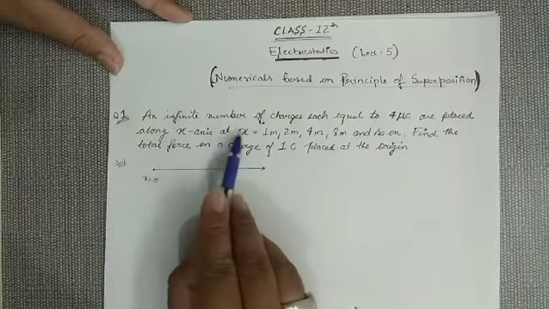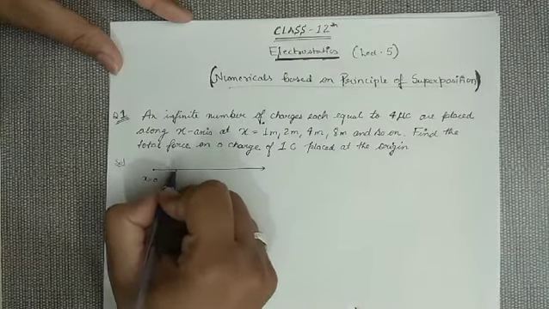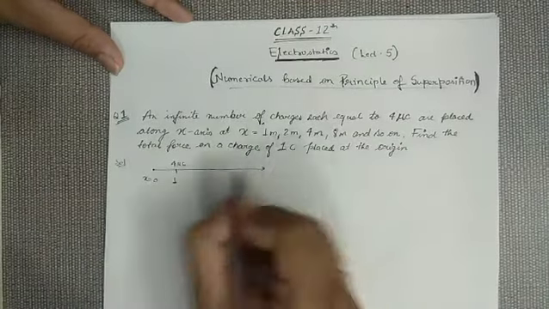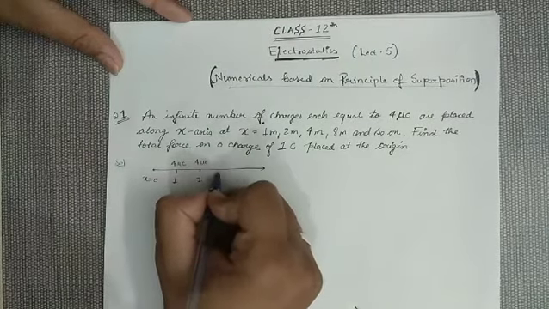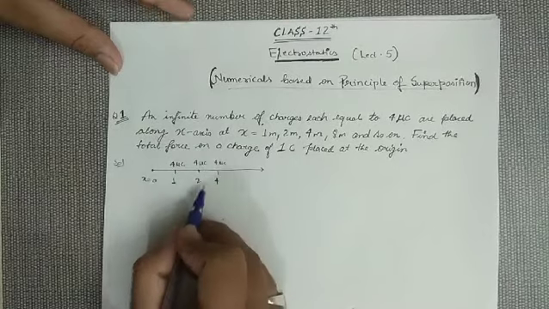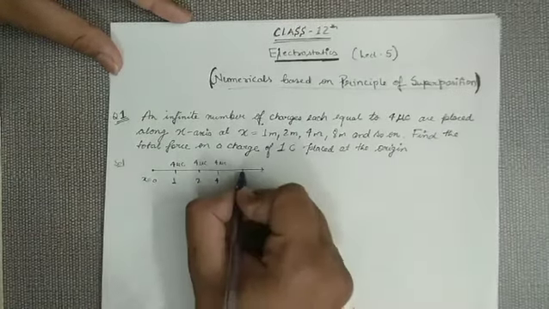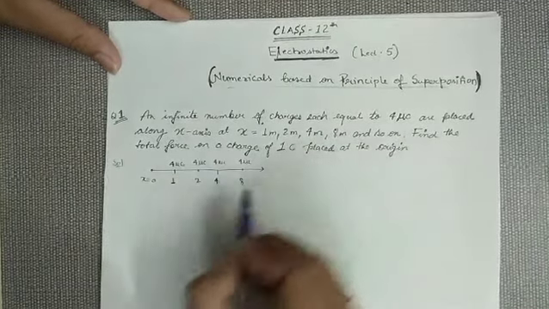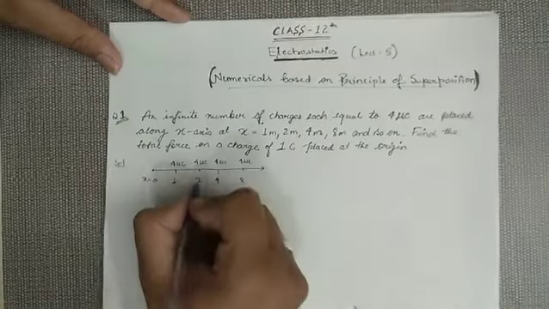Along the x-axis at x equals 1, means when the value of x is equal to 1 meter, a charge is placed. That is 4 microcoulomb. Another charge is placed at x equals 2. This is also 4 microcoulomb. One more charge is placed at x equals 4. 3, it is not misplaced, it is not given. It is given 1, 2, 4. Then 8, and so on. Means the next numbers are going to come 16, 32 and so on.